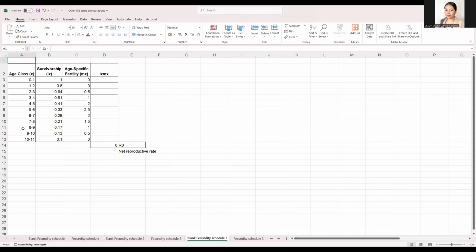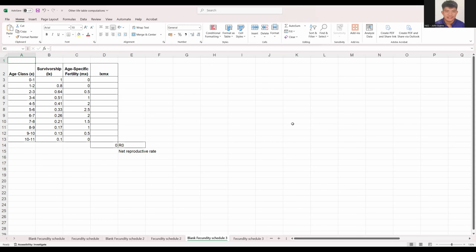For age class 8 to 9, survivorship is 0.17 and age-specific fertility is 1. For age class 9 to 10, survivorship is 0.13 and age-specific fertility is 0.5. And for age class 10 to 11, survivorship is 0.1 and age-specific fertility is 0. I can see that more people are now ready. So John, go ahead.